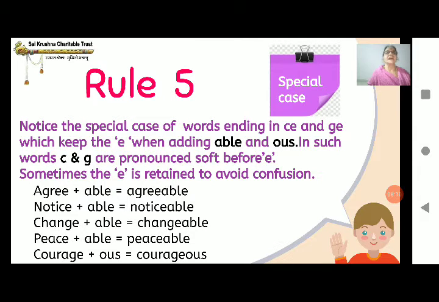Now look at this. Agree. You have studied right in the beginning, if there are 2 E's, you can drop 1 E. Correct? But here, see. Agree plus able. Now, how do you pronounce C and G before E? What has he said? Agree. You say agree. We don't say agree. So, G is silent. So, it becomes agreeable.